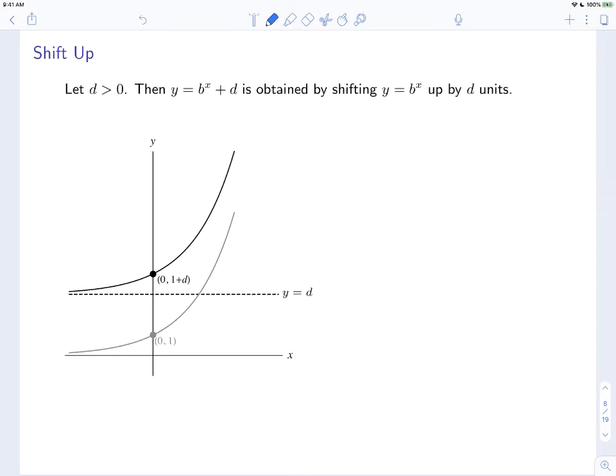What about a shift up? So now let's call d some positive number. A shift up is obtained by taking the y value and adding d to it. So that's what you can see here. y is equal to b to the x plus d. So we start with the same parent function, which is right here, y equals b to the x. And all we do is we take this y-intercept and we just add d to it. And so it just moves up by d units. So this is d units.